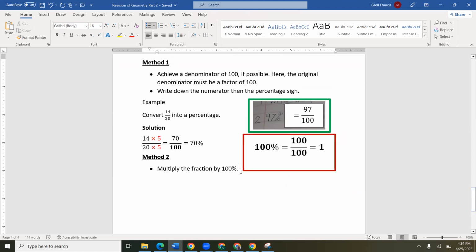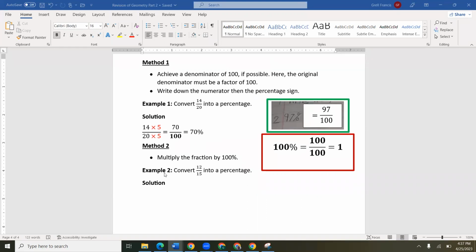So let's analyze an example. Example 2: we are going to convert 12 over 15 into a percentage. As you can clearly see, 15 is not a factor of 100. 15 cannot go into 100 exactly. There would be a remainder. There isn't a whole number we can multiply 15 by to get 100. So therefore, method number 1 does not really apply to this fraction. So we have to multiply 12 over 15 by 100%.